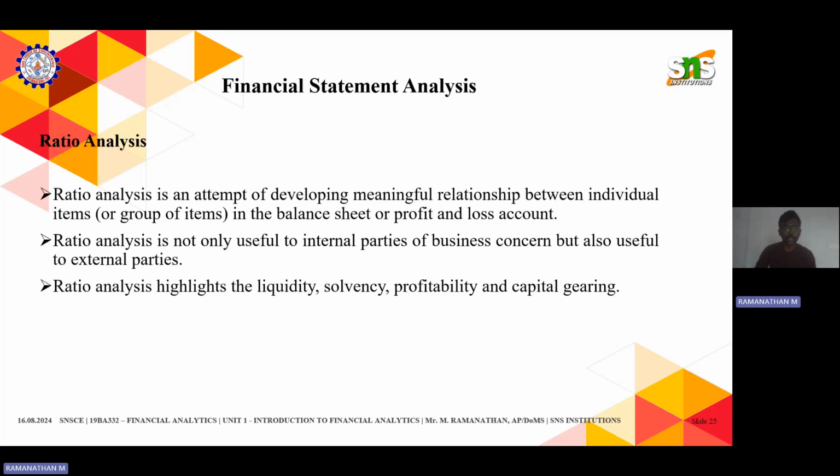Hello everyone, in this video we are going to see about our financial statement. In the financial statement, we have a number of analyses, and one of the most important is ratio analysis. We'll see what ratio analysis is, and let me show examples so that you will have clear clarity about it.